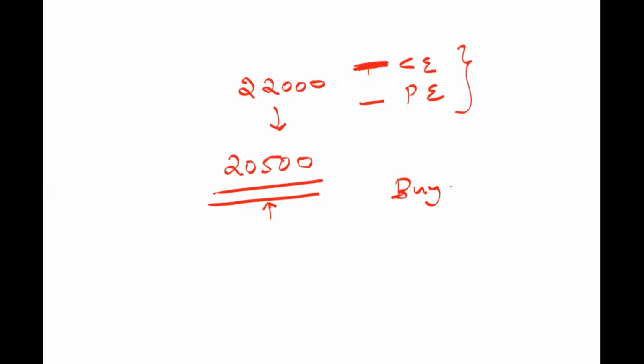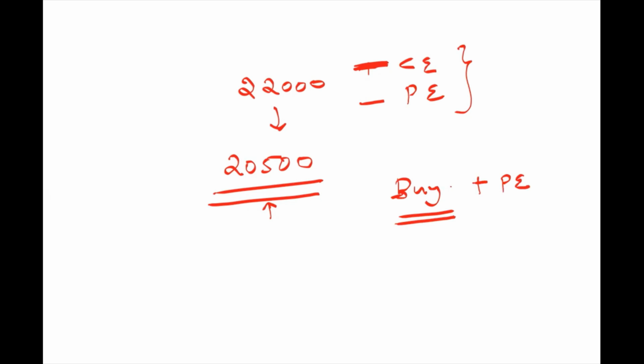Okay, so if it is coming to 20,500, what will you do? It has given a 1,500 point dip. Now it came to the break even point, so you have to buy the PE. Forget about the hedges that you already have in the current week.